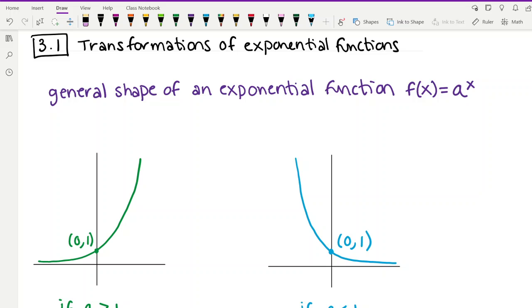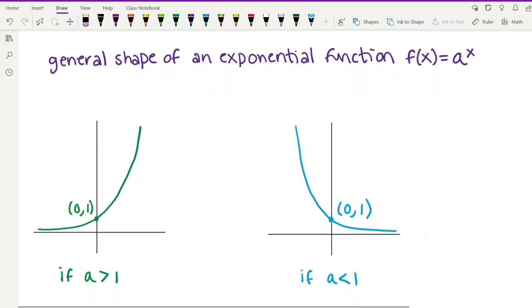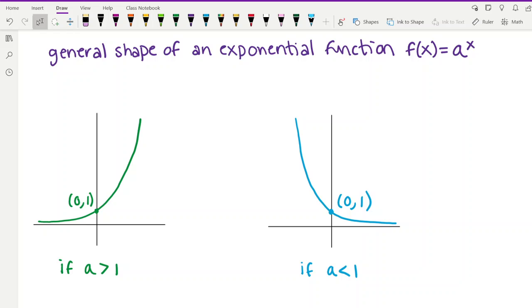Hi everyone. So in our last video, we introduced exponential functions and looked at what their graphs look like. So much like what we've done with other types of functions, in this video, we're going to focus on drawing transformations of exponential functions. Before we get into the transformations, I just want to remind you what the general shape looks like for exponential functions.